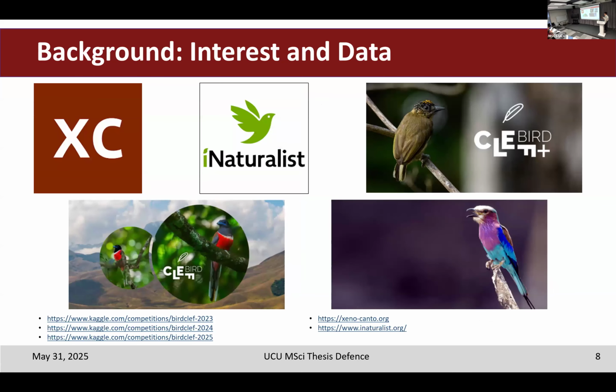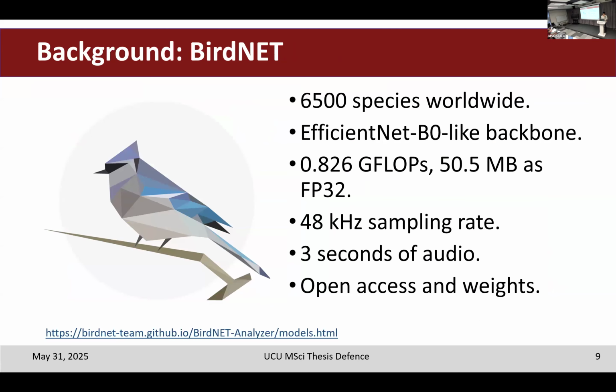Interest in this field has risen with websites such as Xeno-canto and iNaturalist, and also with Kaggle competitions such as the BirdCLEF series. And that's why a lot of high quality and extensive data is publicly available on the topic, but mainly for classification. As a result, many bird vocalization classification models exist, and BirdNET is the most popular. It covers 6,500 species worldwide and takes 3 seconds of 48 kilohertz audio. And also it is fully open source and open weights.